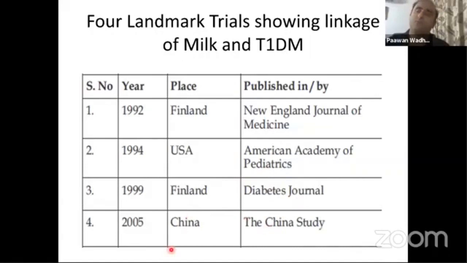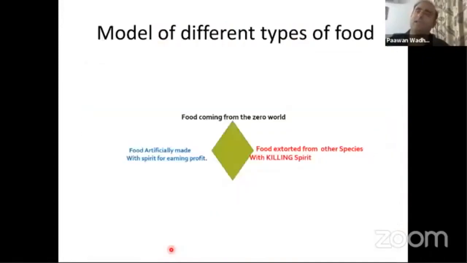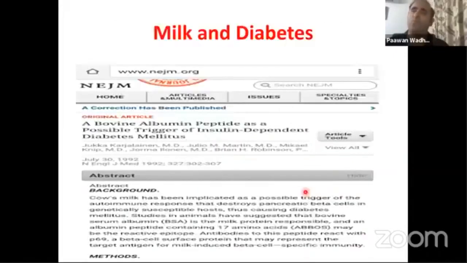Why? Because in your Trojan principle, I don't want you people to take this food. Which food is this? Milk, non-veg, fish, and eggs. How this causes diabetes, I'm not going to prove in front of you.